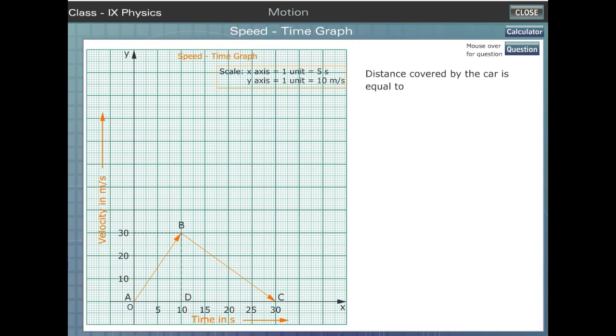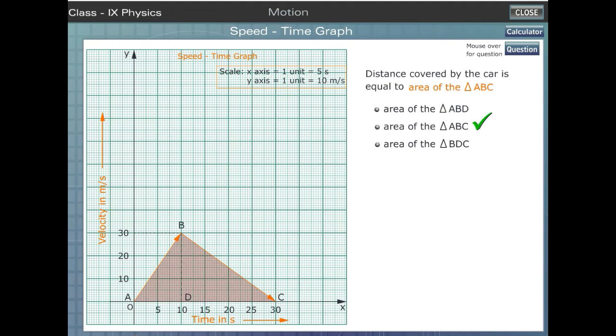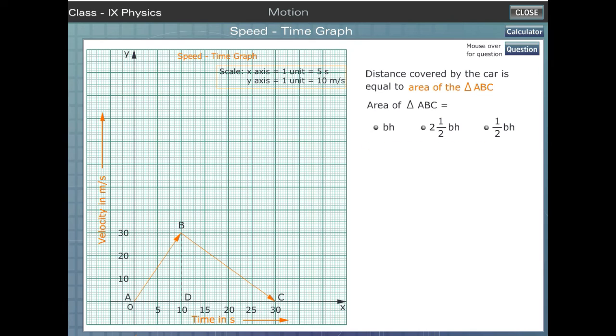Distance covered by the car is equal to area of triangle ABC. Area of triangle ABC is equal to half base into height. Now let us calculate the area of triangle ABC. Area of triangle ABC is equal to half AC into BD.